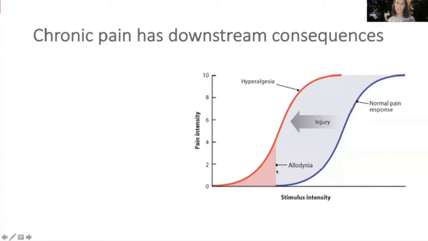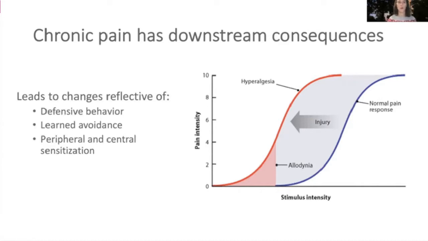When we have chronic pain, we have a shifting of that curve to the left. So now if we follow the curve in red, we have stimuli that were not perceived as painful before that are now rated as painful. That's allodynia. And then stimuli that were rated as painful before are now rated at a higher pain intensity. So hyperalgesia. So an amping up of the whole system.